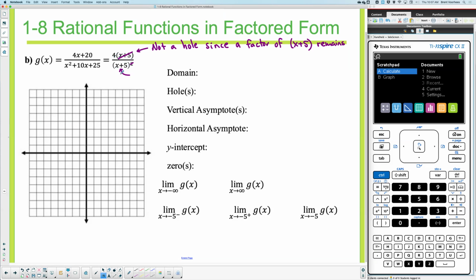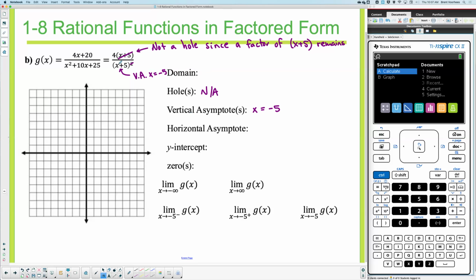It's an infinite discontinuity, also known as a... what word? What do you call a factor that remains in a vertical asymptote? That's a vertical asymptote at x equals what value? -5. X equals -5. We have a vertical asymptote. So we said this is not a hole. So do I have any holes? I'm going to do NA.